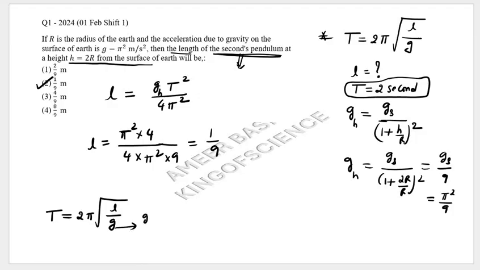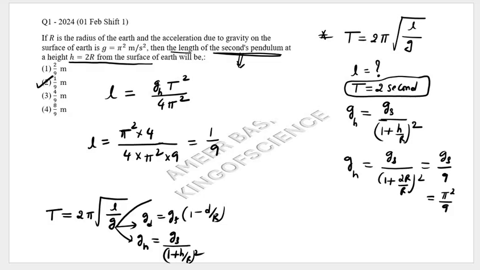So g at a depth I can write as g on the surface into (1 minus d by R). g with height I can write as g on the surface divided by (1 plus h by R) whole squared. Even sometimes we may require effective g. For example, the same thing can be asked in a lift problem. That time g effective can be written as g plus a when the lift is going up, and g minus a when the lift is going down, where a is the acceleration of the lift.